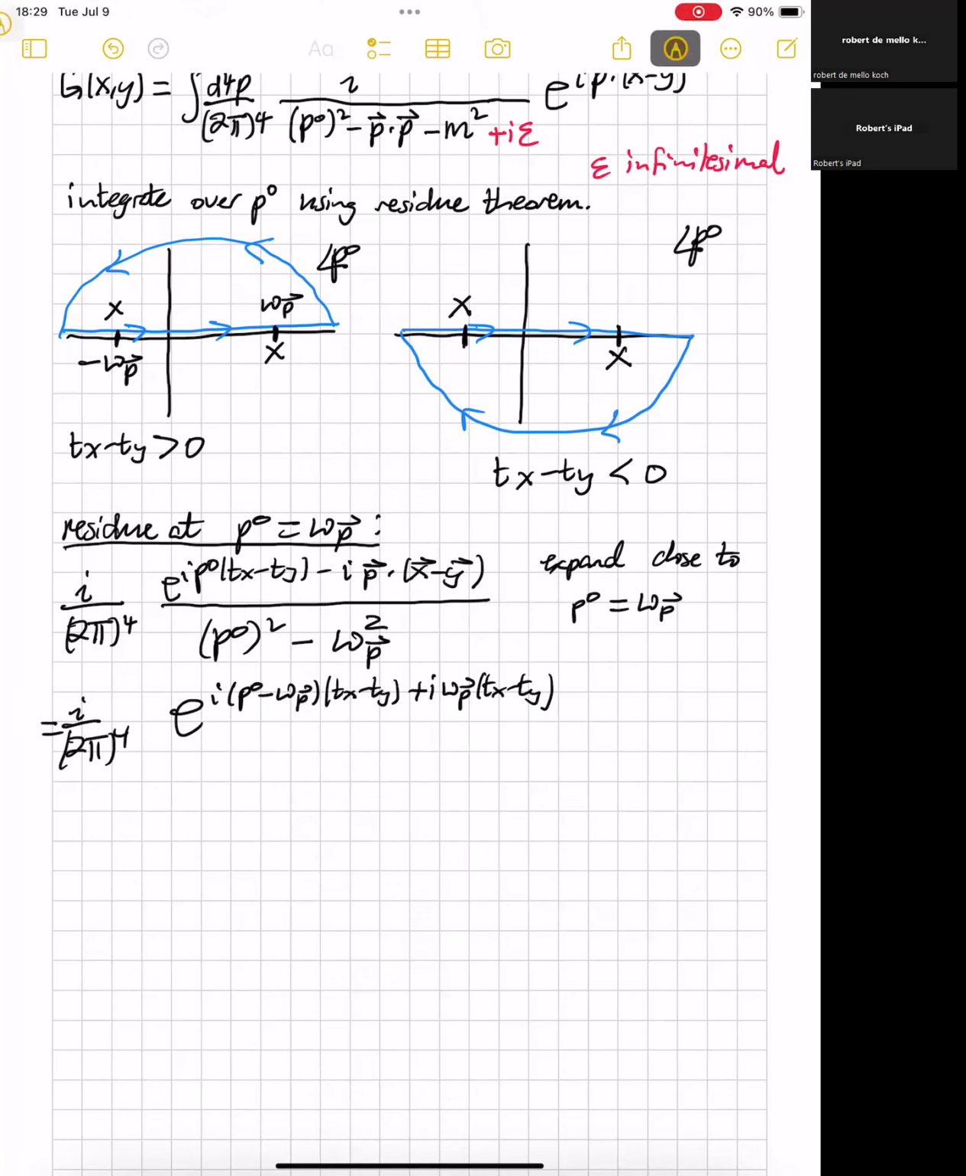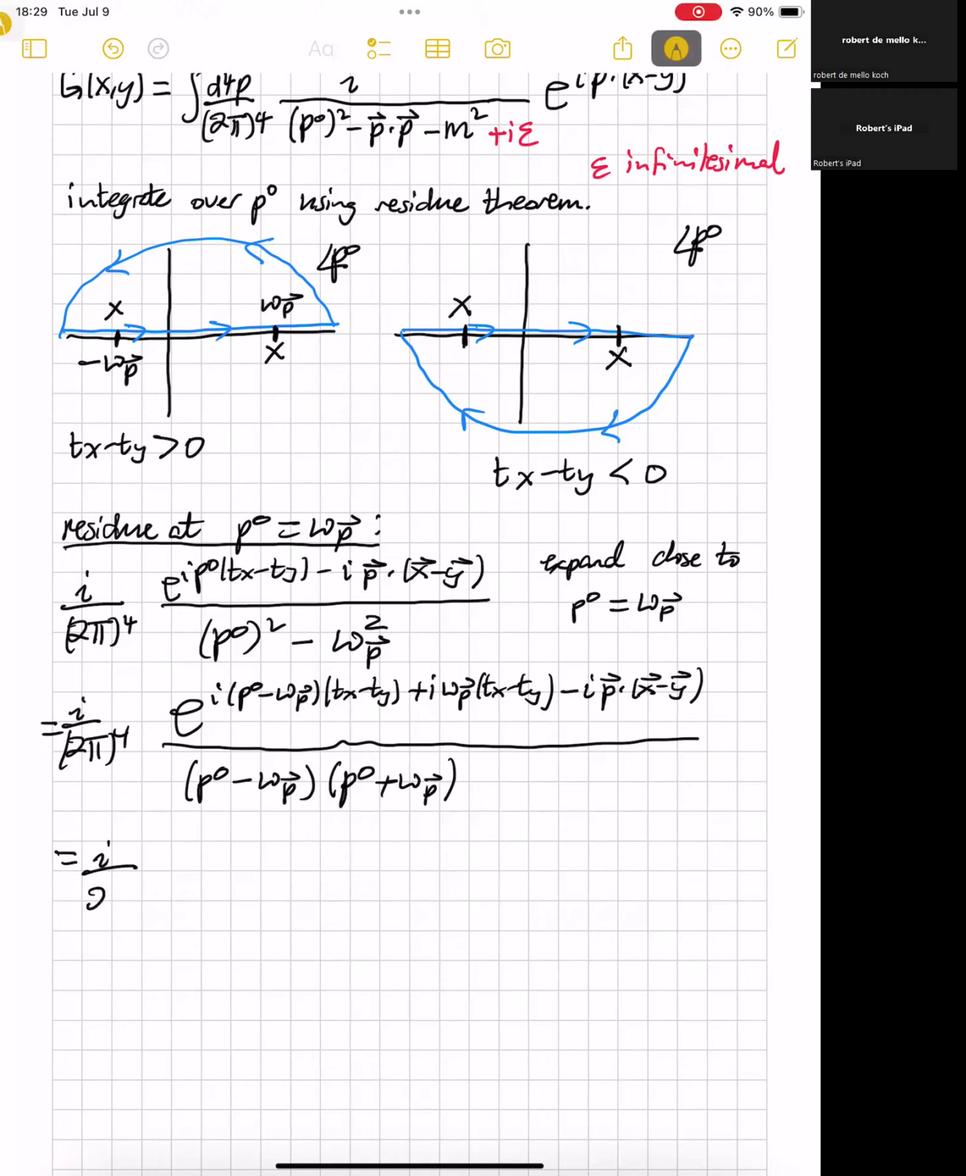So that's just the first term in the exponential. The advantage of doing this is that P naught minus omega P is now a very small number. And we've got minus i P dot (X minus Y). Good. This will be over, so we will have P naught minus omega P. Good, that's a small number. And then multiplied by P naught plus omega P. That's not a small number. So how can we rewrite this?